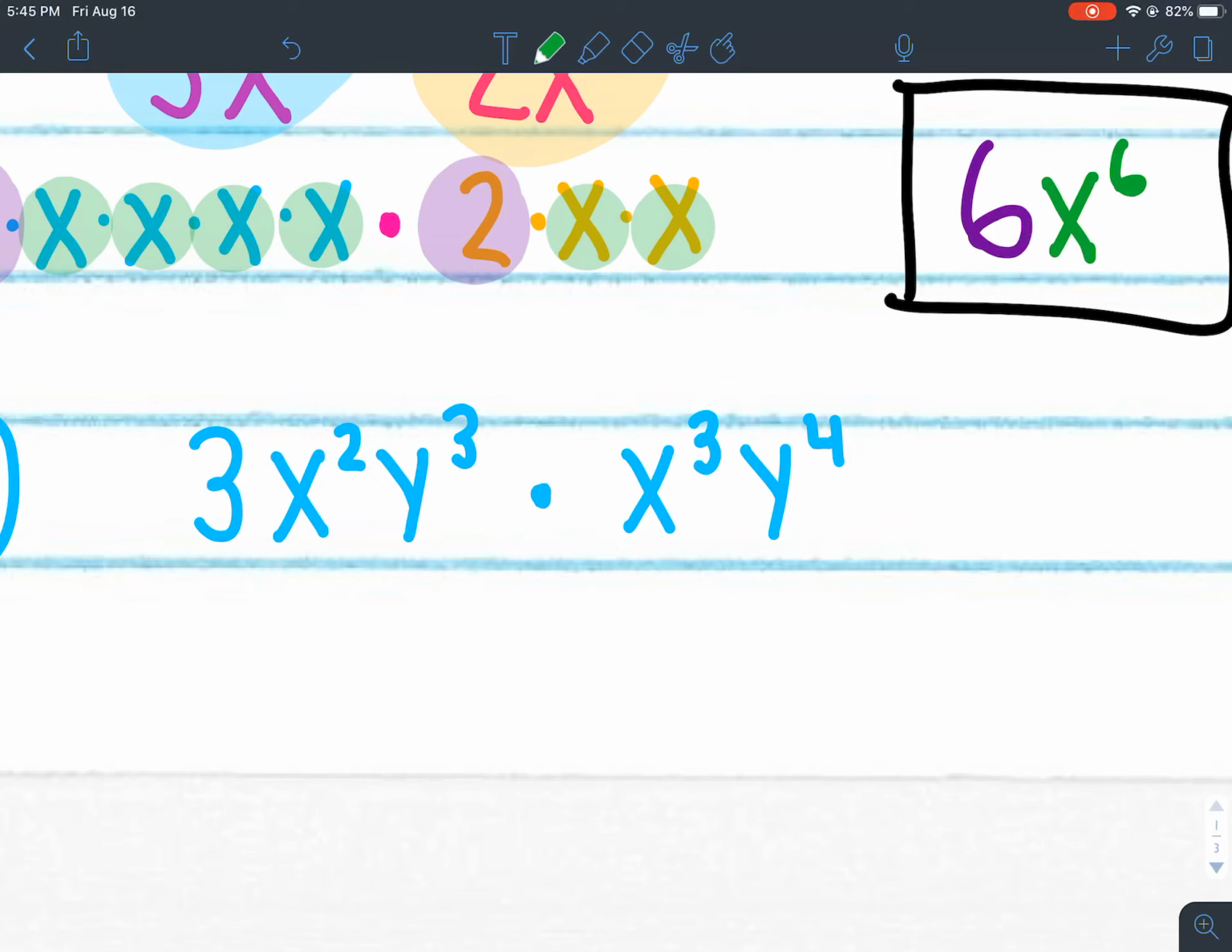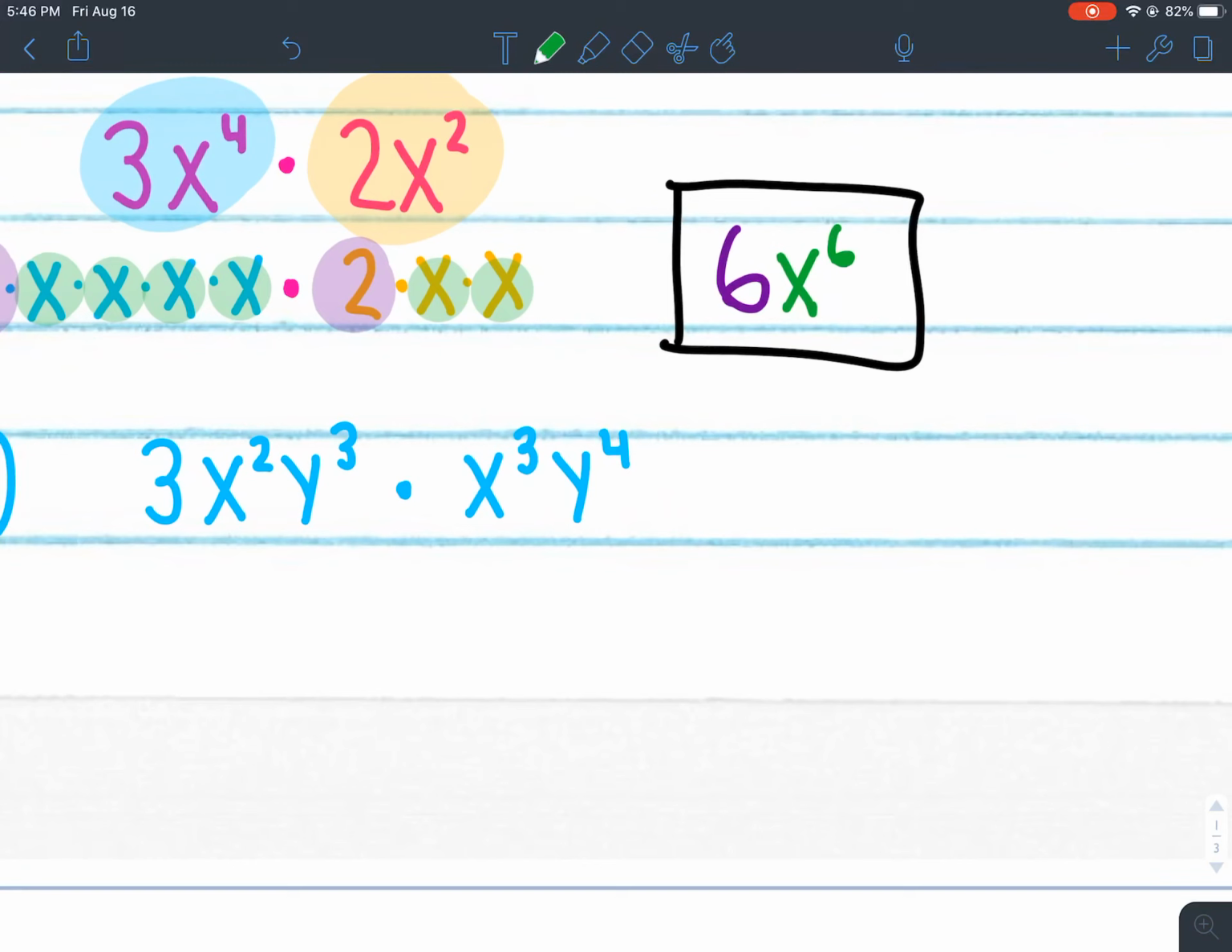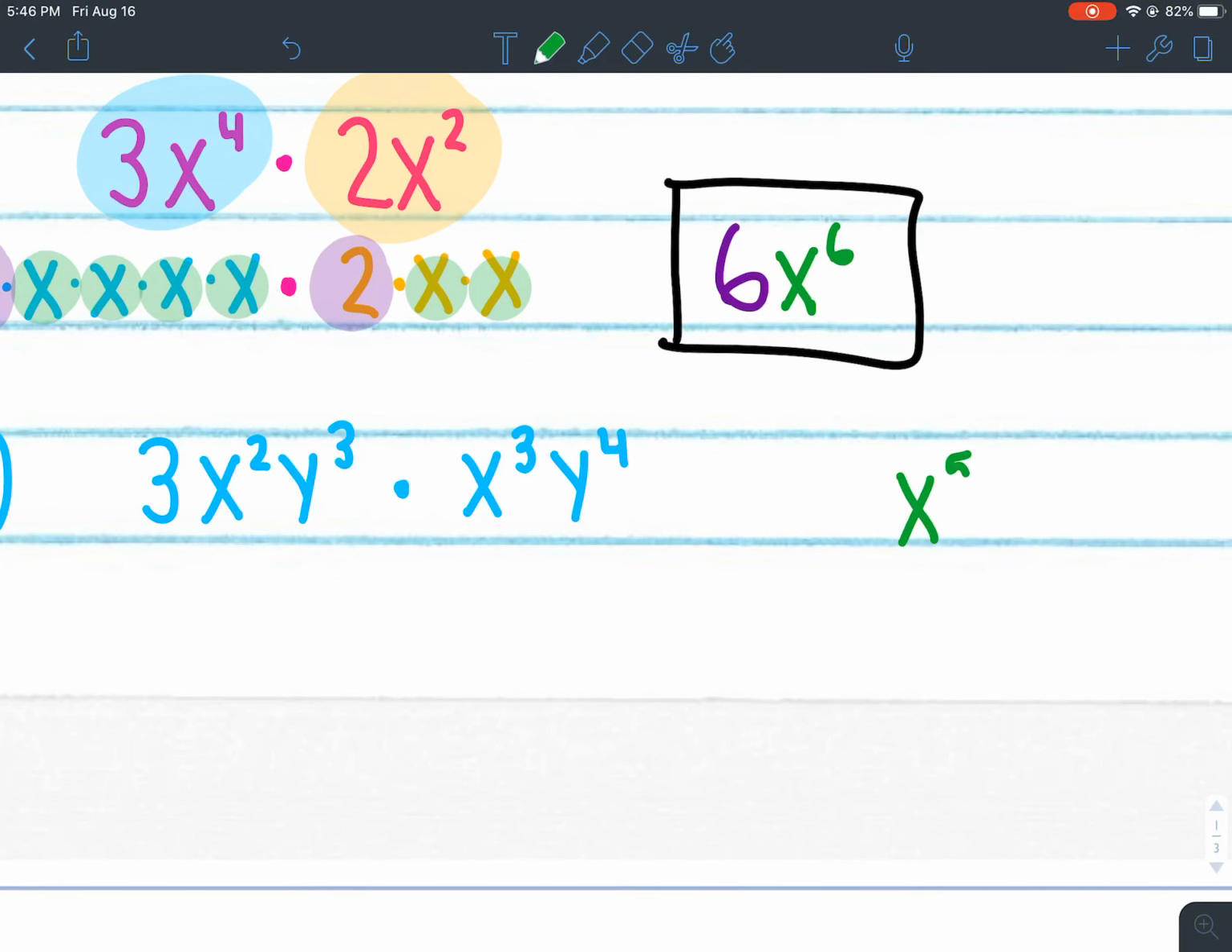So how many x's are really being multiplied together? And you might be saying 2, but remember, this is technically x times x, and this is x times x times x. So how many x's are really there? We have 2 over on the left, and we have 3 on the right. So really, we have 5. So we have x to the 5th power.